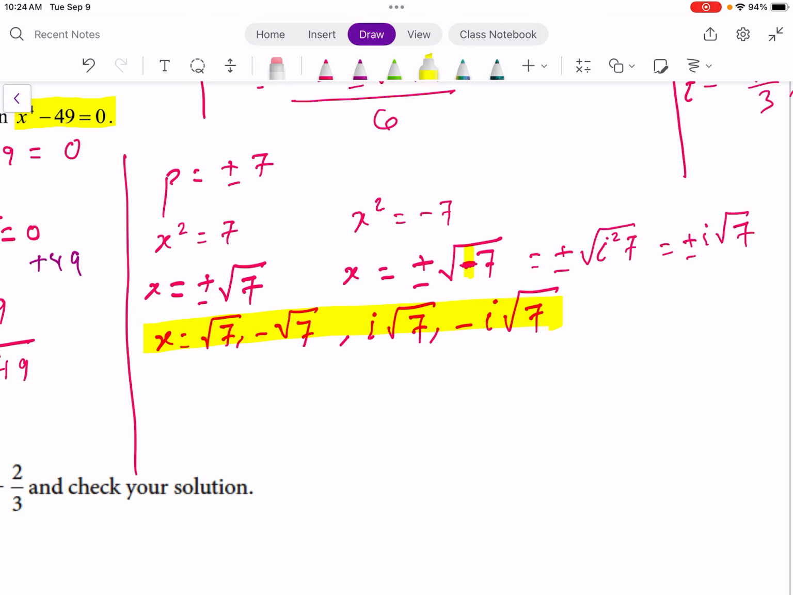All right, now let's go to the next example. In the next example, what type of equation do you see? What type of equation is that? We have 4 over 3x equals 2 over x plus 2 over 3. Now what is the type of equation?